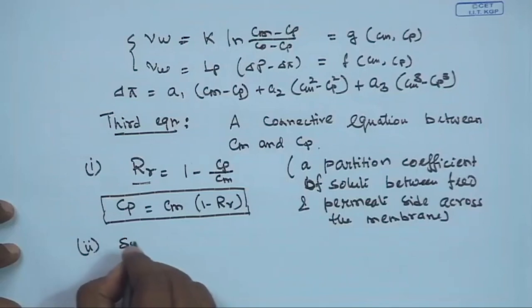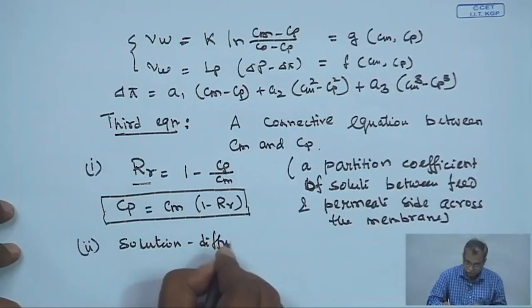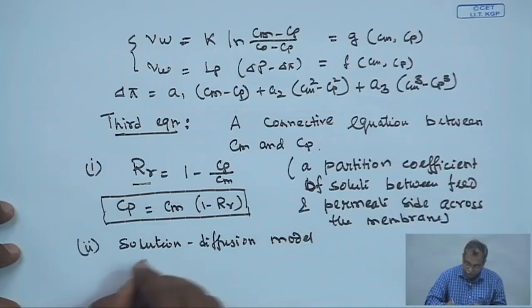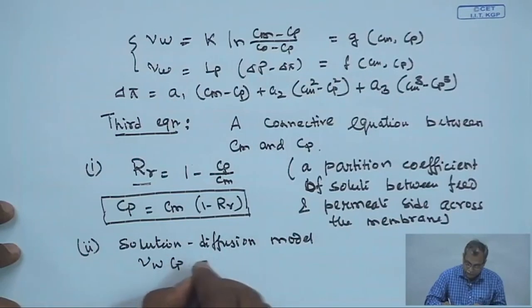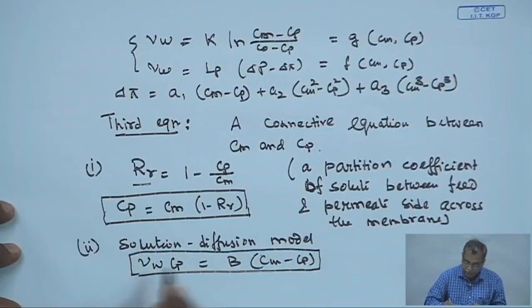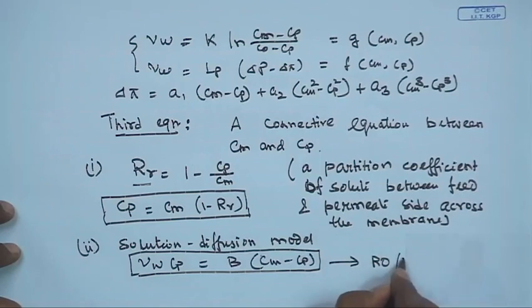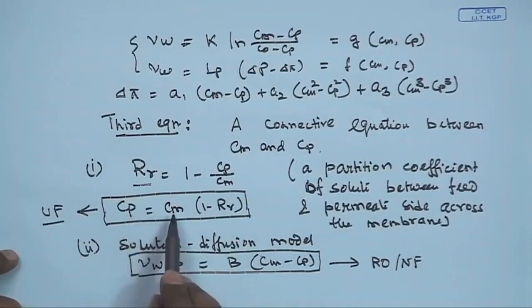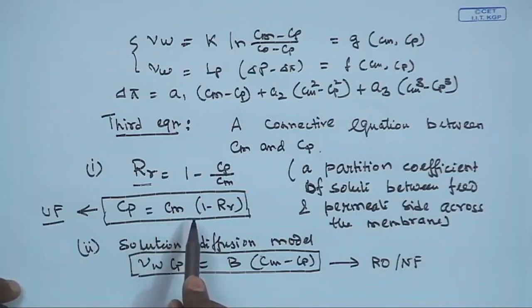So, let us write down the solution diffusion model, or there are other variants of the solution diffusion model that you can also look into. These will be Vw Cp is equal to B times Cm minus Cp. This is the solution diffusion model. This can be utilized as a third equation in case of reverse osmosis and nanofiltration, and in case of ultrafiltration, we can use the definition of real retention to connect Cp and Cm as a third equation. Let us look into the case of ultrafiltration first, because that will give an easy way of handling the system. Then we will look into the solution diffusion model, and after that we will be examining various other variants of the solution diffusion model.